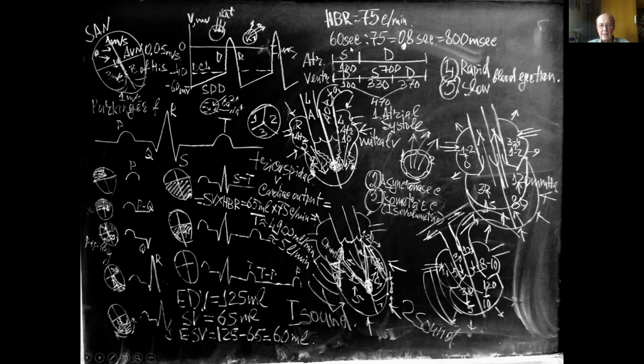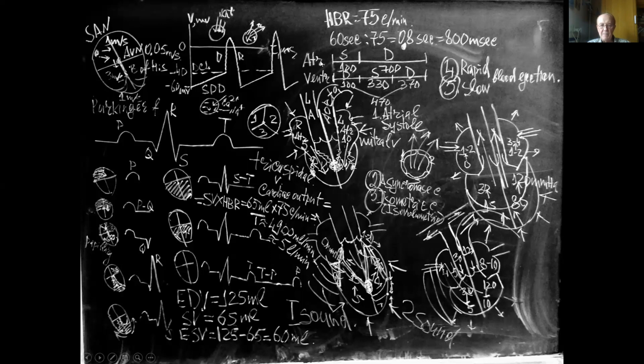1 minute consists of 60 seconds. If we divide the 60 seconds by 75 heartbeats per minute, we will have about 0.8 of a second, or in milliseconds, 800 milliseconds. I remind you that 1 second is 1,000 milliseconds. And these are the main phases of the heart contraction.